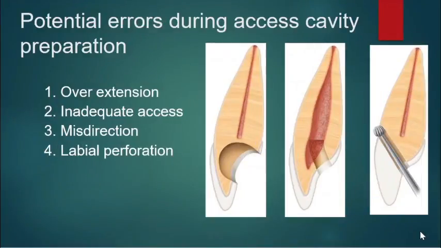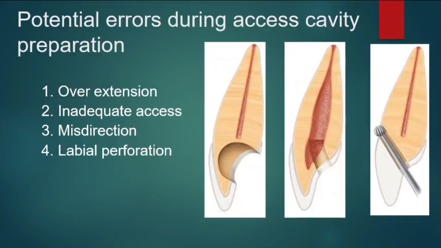Also, we could have inadequate access or opening. This may lead to fracture of a burr or a file, in addition to coronal discoloration, errors during obturation, root perforation, ledging of the canal, apical transportation. All these possibilities can occur due to inadequate access.